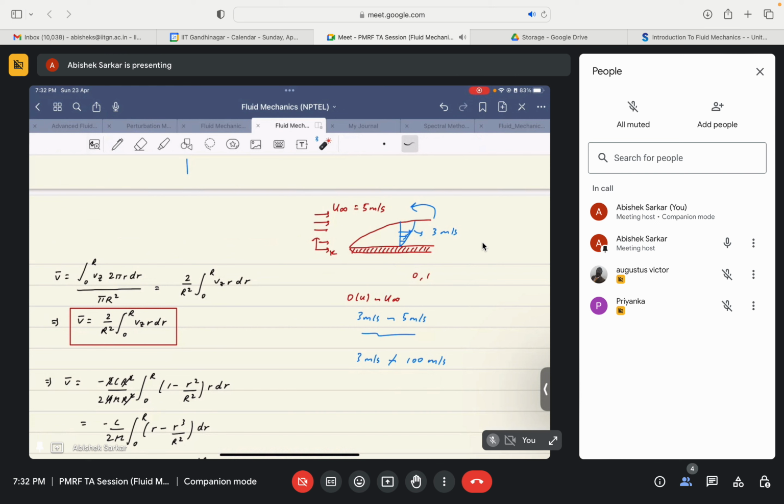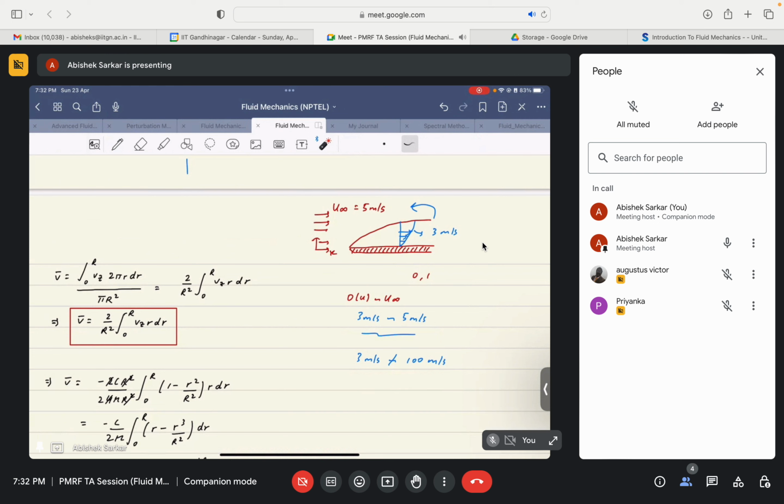Could you understand the difference? Like how 3 meter per second is quite different from 100 meter per second, physically and magnitude-wise, and 3 meter per second is quite similar to 5 meter per second, both physically and magnitude-wise. Is it clear? Yes, sir.